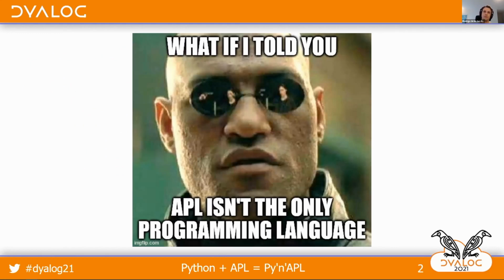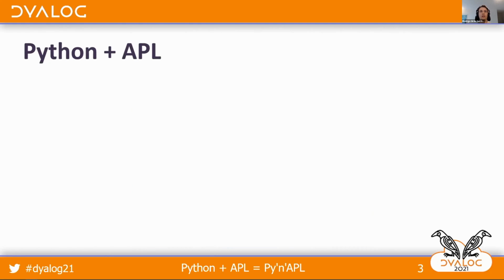Now, I'm going to take one page off of Aaron's book and I'm going to ask you something. So what if I told you that APL is not the only programming language? And more specifically, as you probably picked up by the title and also by my introduction, what if we took Python and combined it with APL? What would we get?